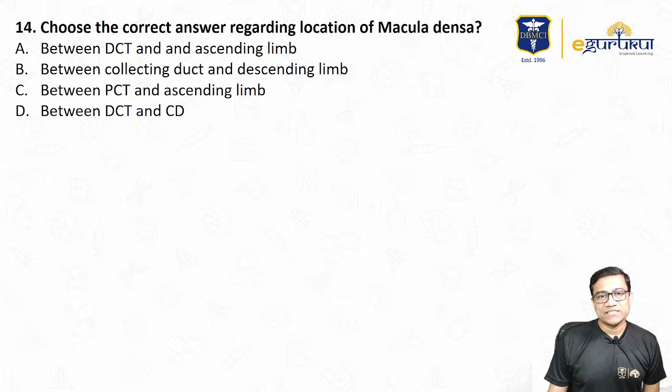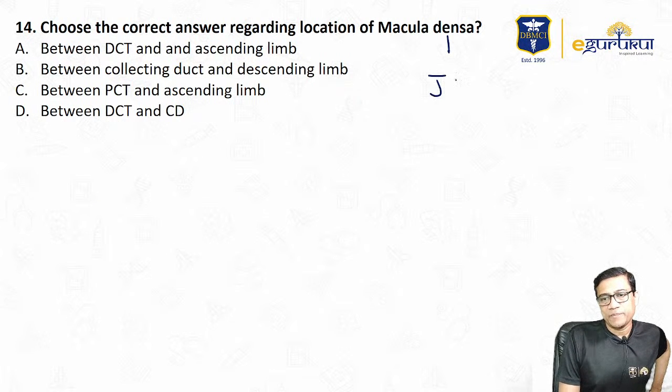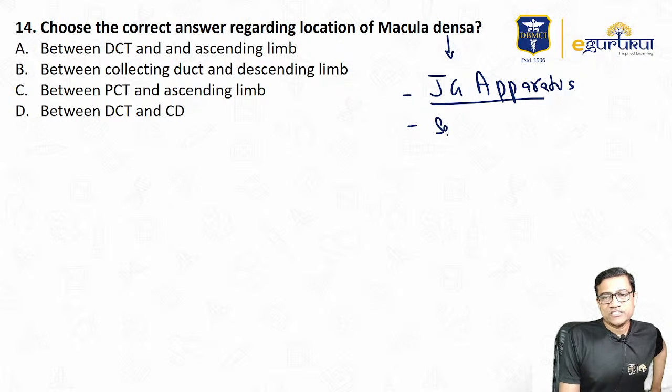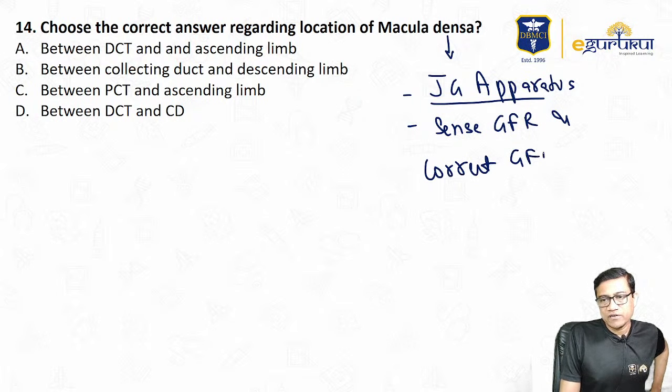Choose the correct answer regarding location of macula densa. So now we all know macula densa is a part of what? It's a part of the JG apparatus. And it is for what? It senses GFR and corrects GFR by tubuloglomerular feedback.